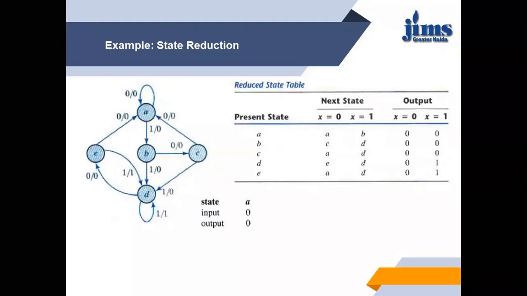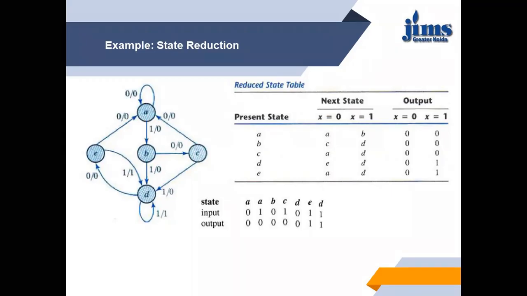Present state A, input 0, output is 0, and the next state is A. Next input is 1. If the present state is A, input 1, then the output is 0 and the next state is B. Next input is 0, with B input 0, output is 0, and the next state is C. Next input is 1, so with C input 1, output is 0, next state is D. Next input is 0. So D, if the input is 0, the next state is E and the output is 0. Next input is 1.